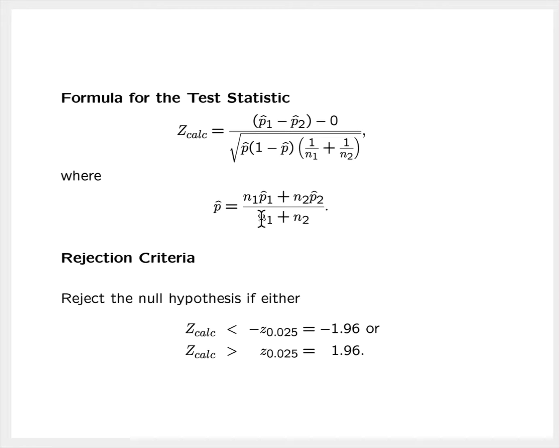Once we had p hat, we would plug that into the denominator in the formula for the test statistic to get the estimated standard error of p1 hat minus p2 hat, which is in the numerator of that test statistic. The rejection criteria is to reject the null hypothesis if zcalc is either less than negative 1.96 or greater than positive 1.96.